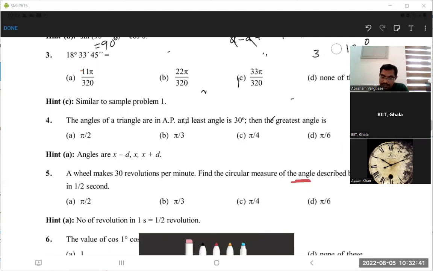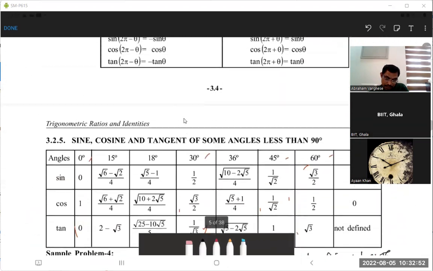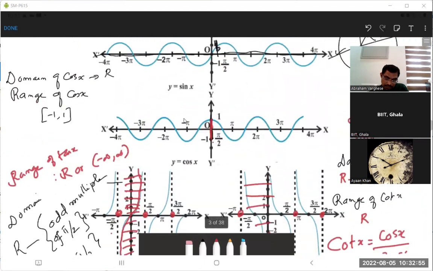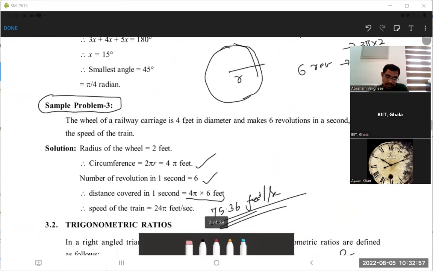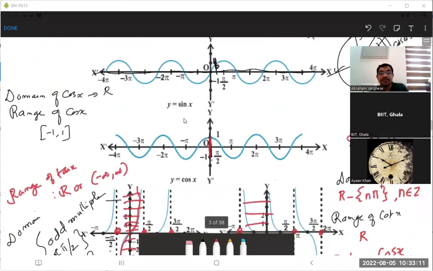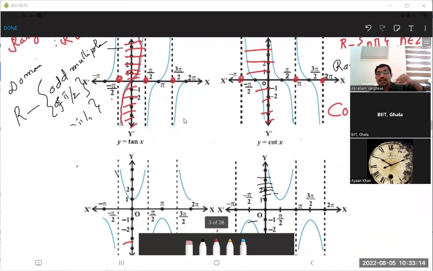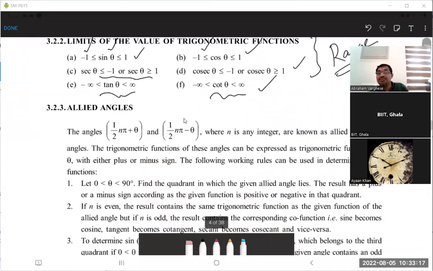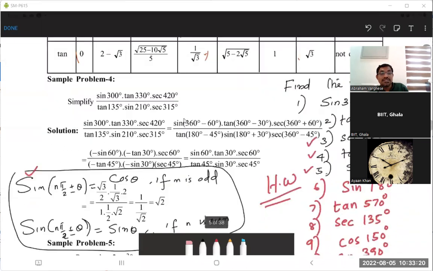Please do this question. We have done a similar type of question. You remember speed. I'll show you that question similar to this one. In the example, we have done that question. See this one, sample problem 3. A wheel of a railway carriage is 4 feet in diameter and makes 6 revolutions in a second. Then find the speed of the train. The same idea. Wheel means it is a circular shape, and the circumference or perimeter will be 2 pi r.